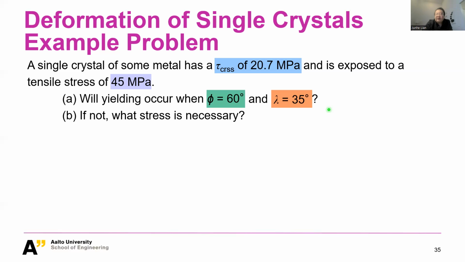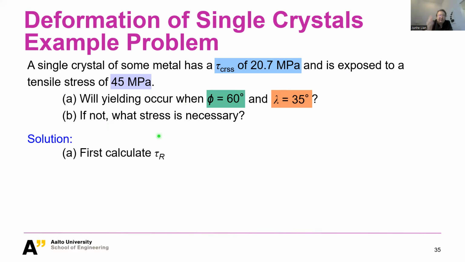The first question is asking, will we have yielding? The yielding criterion on the crystal level is whether the resolved shear stress on the slip system reaches the critical resolved shear stress or not. If it reaches it, the dislocations will move. If it doesn't, the dislocations don't move. The second question is, if 45 megapascal does not trigger plastic deformation, how much should I at least apply to this sample to trigger plastic deformation? Here I show you the solutions.